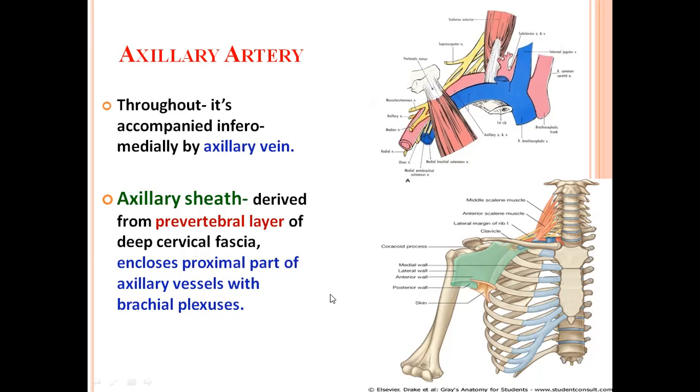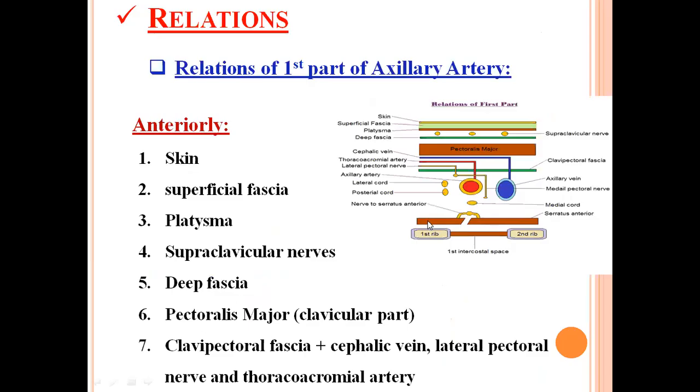Of course, the brachial plexus itself is a separate lecture, nothing to worry, because the axillary artery is coming first and you will see all around it is surrounded by the brachial plexus. I am giving you short information. Then, the prevertebral layer of the deep cervical fascia encloses the proximal part of the axillary vessels along with the brachial plexus. Now let us see each part of the artery; we should know the relations.